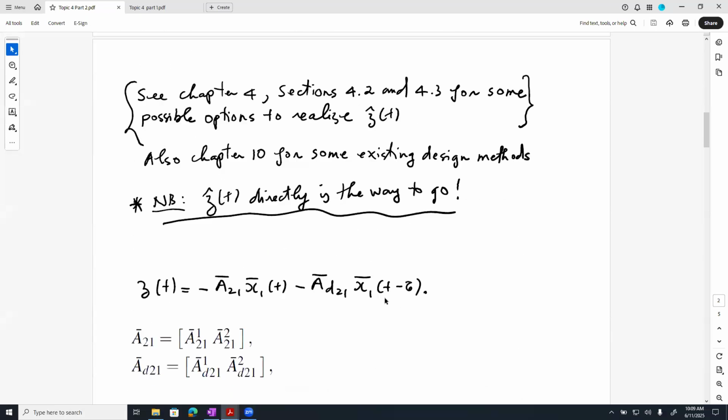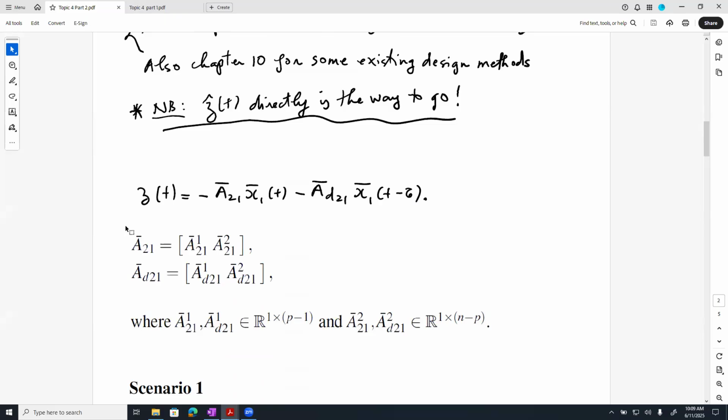So what we do here is further partition this row matrix I bar 2,1 into 2 submatrices, or into 2 parts. My apologies for the abuse of notation here. That is basically telling you that the matrix here is split into 2 bits. The first bit is of dimension 1 by p minus 1.